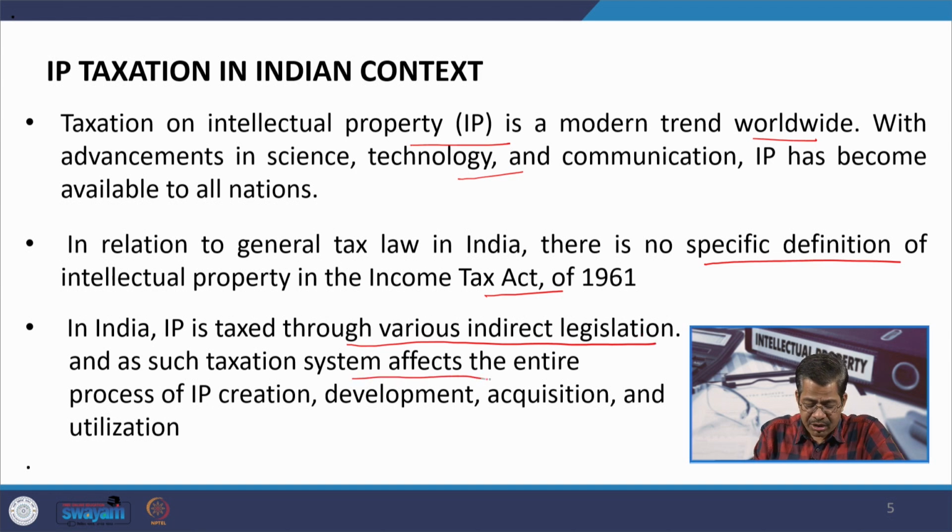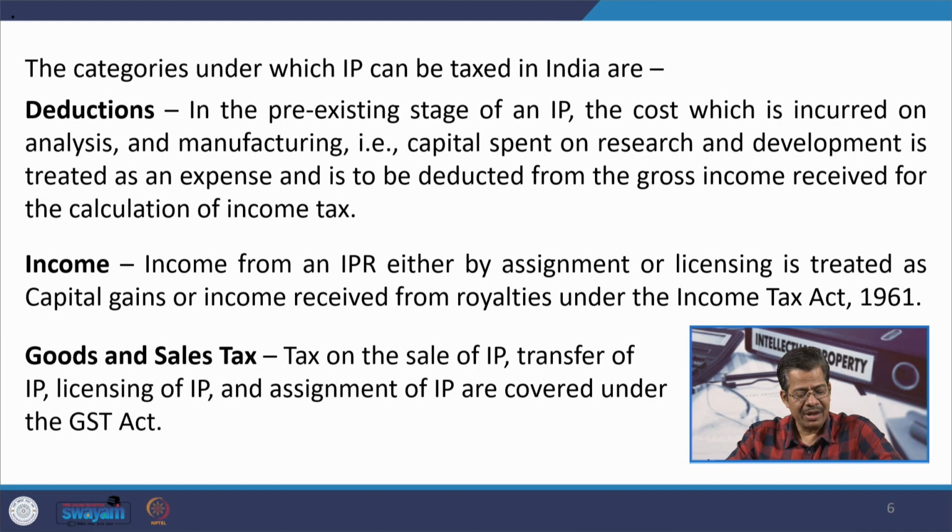And because of these indirect legislation, it is creating a challenge for the entire process of IP creation, development, acquisition, utilization, etcetera, because the Income Tax Act is not so clear with respect to IP related income. Now, the indirect categories through which intellectual property can be taxed in India are deductions, income, and goods and services tax, GST. So, in the deductions, it is the pre-existing stage of an IP, the cost which is incurred.